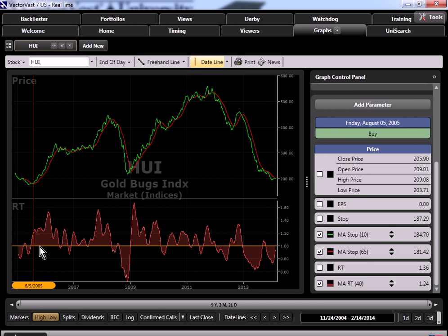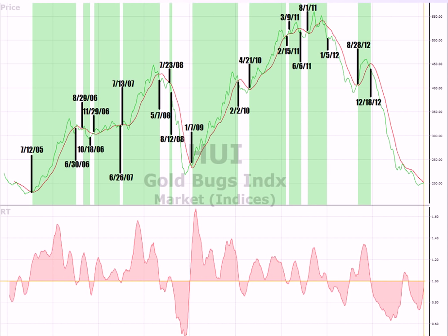So how effective is this? Pretty darn effective. This chart shows every signal based on the HUI from November 24, 2004 to February 14, 2014. You can see that it nailed the takeoff of every major uptrend gold had.